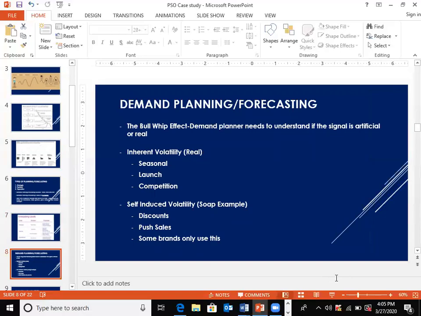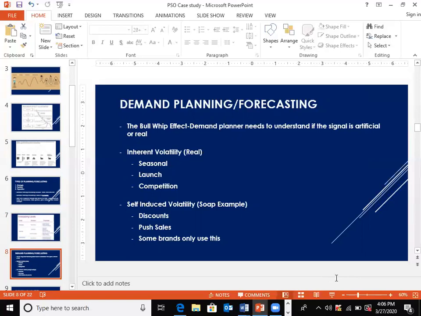Okay, so I mentioned this a little while earlier in the lecture, but I'm going to mention this again in detail. The shifts that happen in the supply chain could be inherent or real volatility, or they could be self-induced volatility. So let me talk about both of these a little bit more.